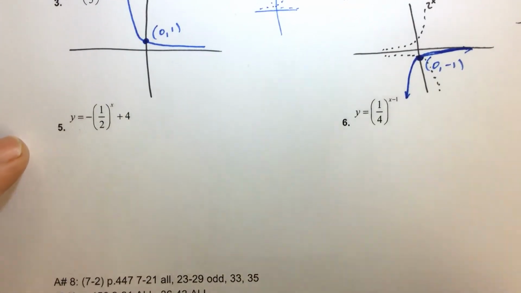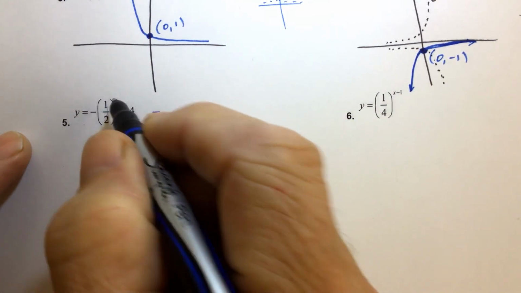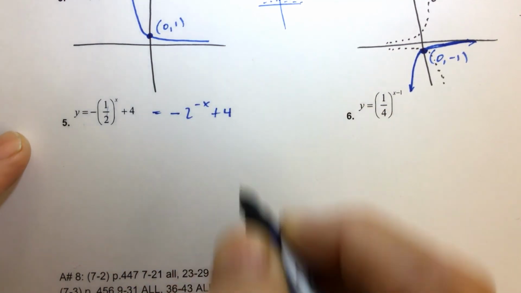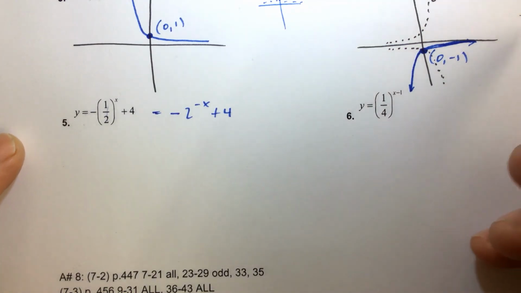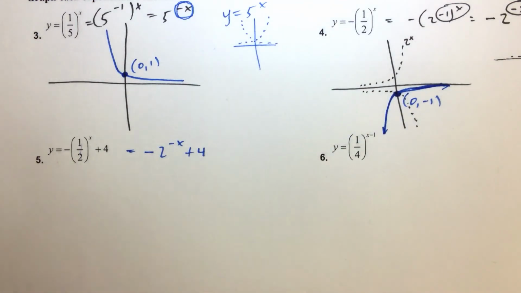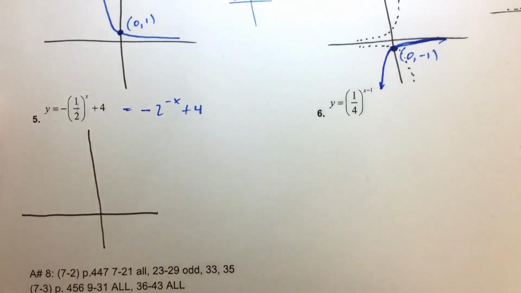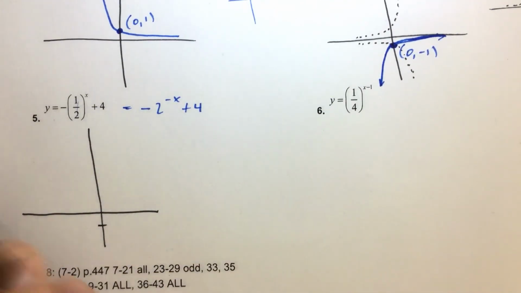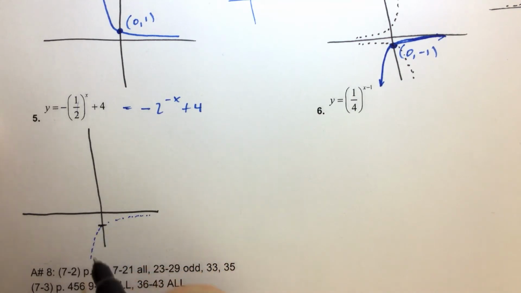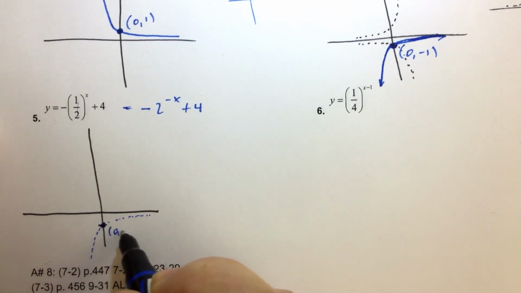How about this one? Let's rewrite what's inside here as 2 to the negative 1 raised to the x would be negative 2 to the negative x plus 4. So we take that same graph that we graphed in number 4 and we move that graph up 4 units. So moving the graph up 4 units, I'll put my x-axis a little bit lower here, and we know that we just graphed this one over there. So negative 2 to the negative x looks like that. The key point is at 0, negative 1.